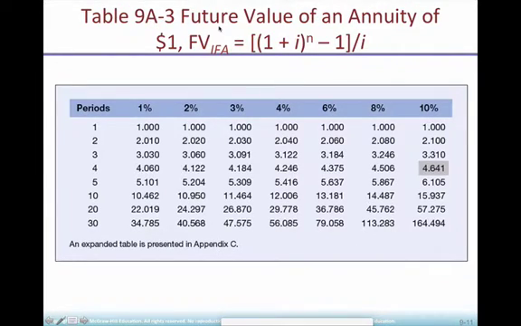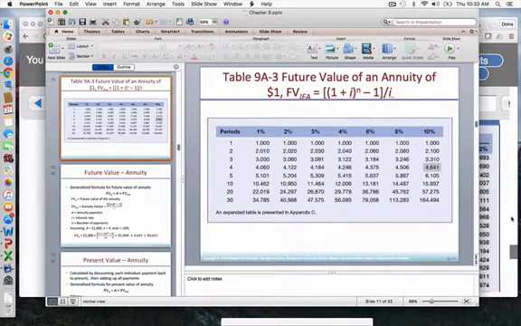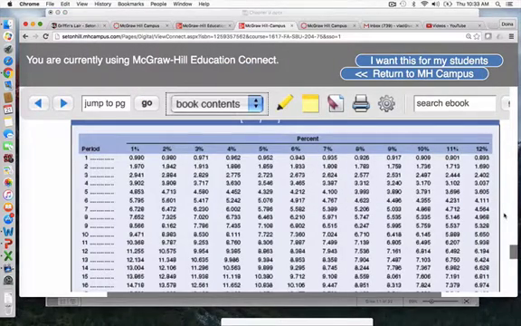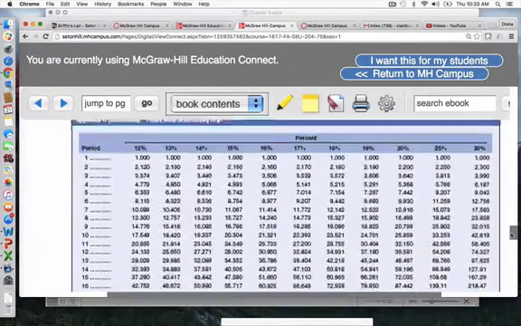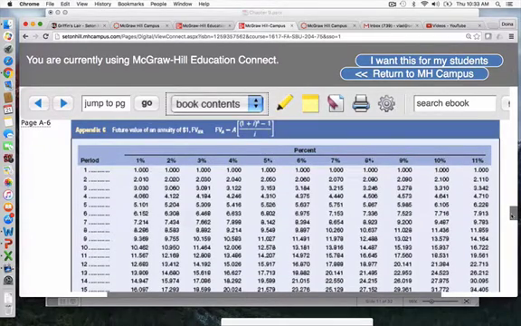So remember, future value of one sum is Appendix A, future value of annuity is Appendix C. And if you want to use the ebook, you see those tables are bigger. So just make sure you are in the right appendix. That's D, so we have to move up here. That's Appendix C, future value of annuity, we have more values here.